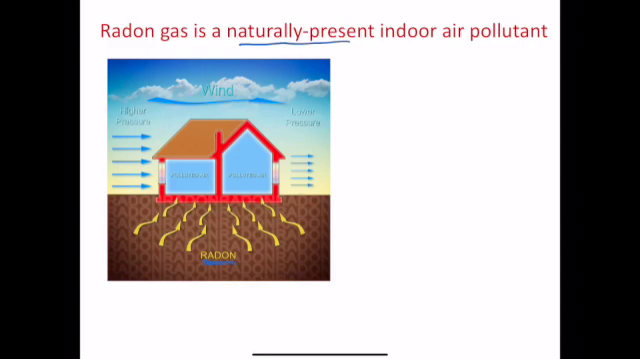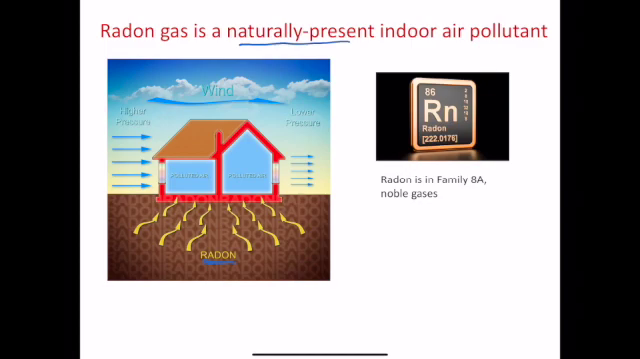And radon is the element symbol Rn. It is a noble gas in family 8A. So it's not reactive. It doesn't cause chemical reactions, but it is just present in different amounts all over the planet and all throughout the universe. And how much radon is underneath your house in the dirt and rocks is dependent on where your house is.